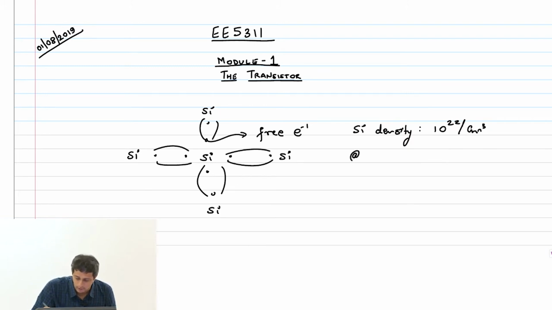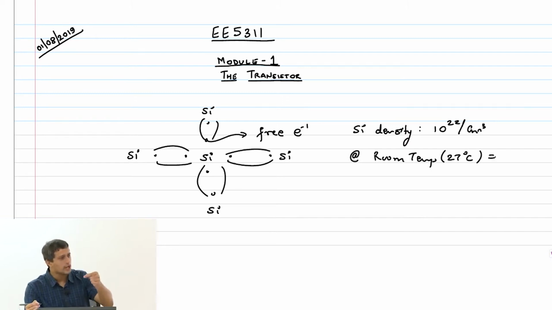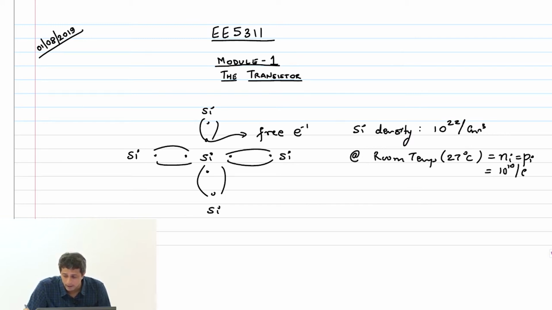Now at room temperature, which is about 27 degrees centigrade, 300 Kelvin, the number of free electrons that are available is called Ni, because it's intrinsic silicon, it has nothing else. Number of free electrons is equal to number of holes. Absence of an electron can be treated as a hole for this course. Number of electrons is equal to number of holes, because I have to maintain charge balance. And the order of magnitude is about 10 power 10 per centimeter cubed.